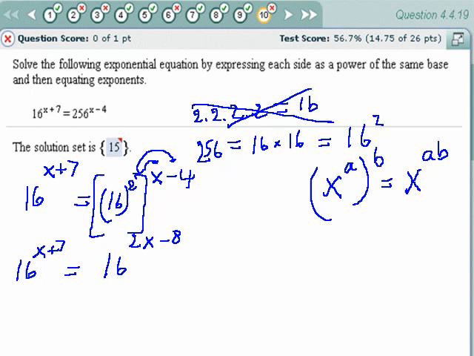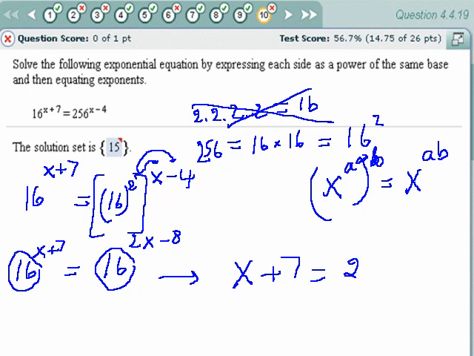Okay? So all I did here, I used the power to power. I have a power to power, I multiply, and that's why I multiplied the 2 and the x minus 4. But notice now I have a 16 as my base, I have a 16 as my base. Because we have the same bases, we must have the same exponents. So therefore, here we're going to have x plus 7 equals 2x minus 8. Okay?